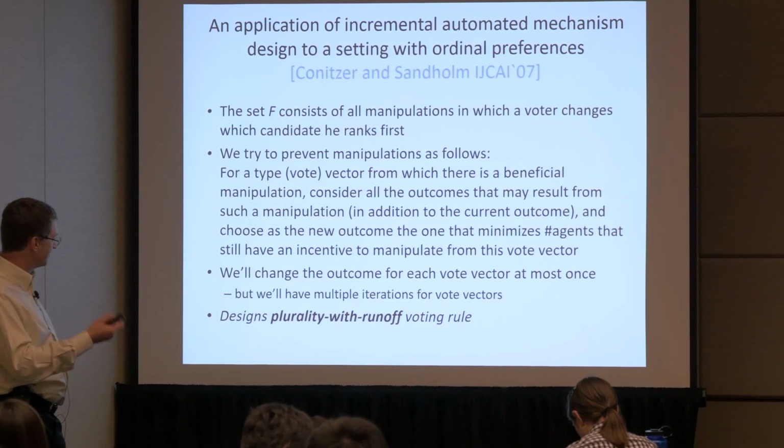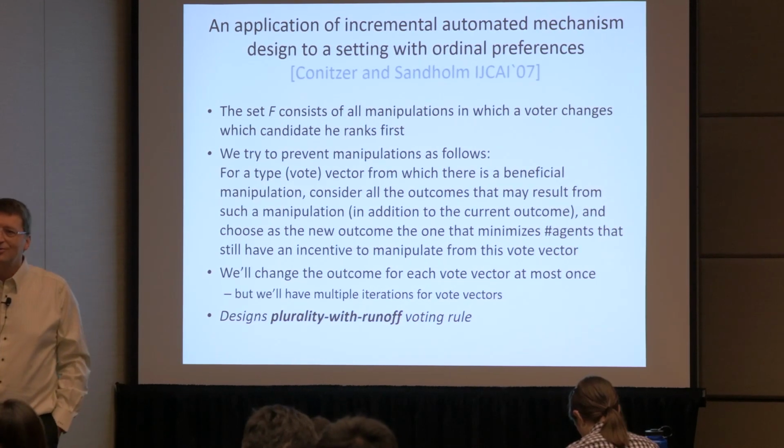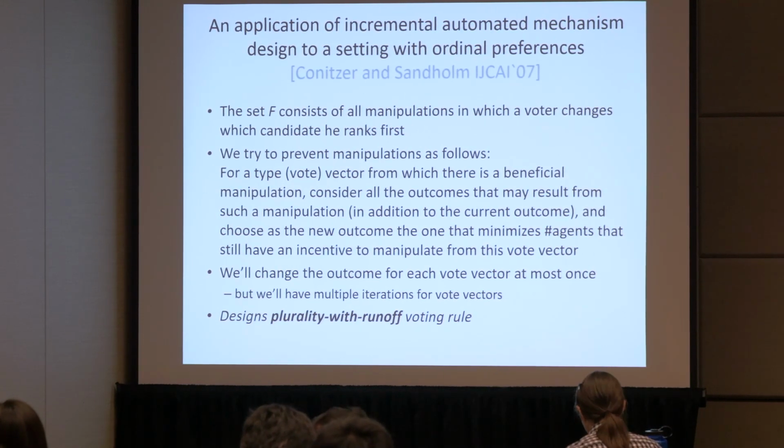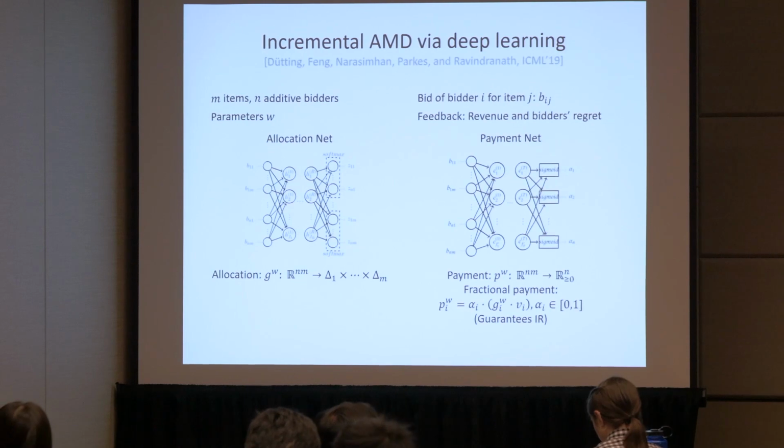And what this does in multiple iterations, in a finite number of iterations, it designs plurality with runoff as the voting rule, which is a famous way to try to patch the non-incentive compatibility of the plurality rule. Of course, according to the Gibbard-Satterthwaite theorem, this is still manipulable. So here you don't end up with something that's not manipulable because there's no such thing. But it comes up with something that's, in some sense, way less manipulable than the plurality voting rule. Any questions on this? All right. So now let me talk about incremental automated mechanism design via deep learning.